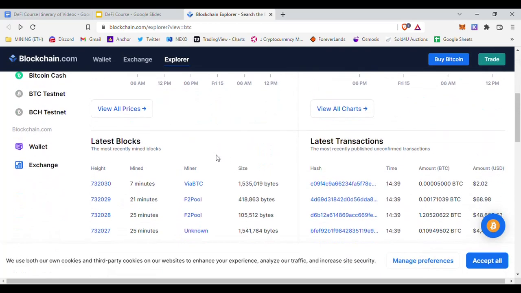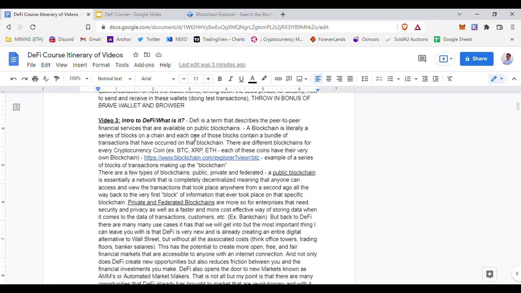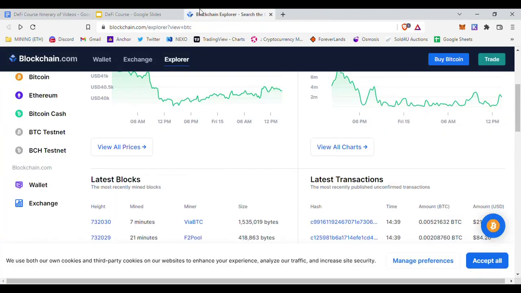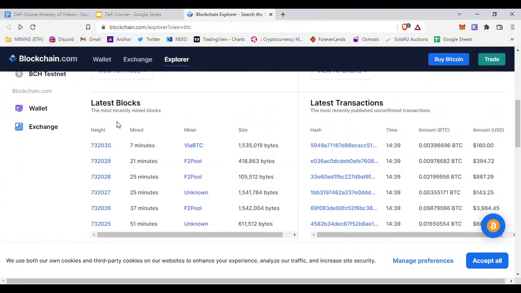Okay, and while I'm on that topic of any blockchain, every single cryptocurrency has its own blockchain. So Bitcoin, one of the most popular and well known cryptocurrencies, has its own blockchain. XRP has its own blockchain, and ETH has its own blockchain. A blockchain is just a storage of data, the decentralized storage of data for each of these cryptos in their networks. And so here's the latest block. It was mined 7 minutes ago by this pool via BTC. And so let's click on it.